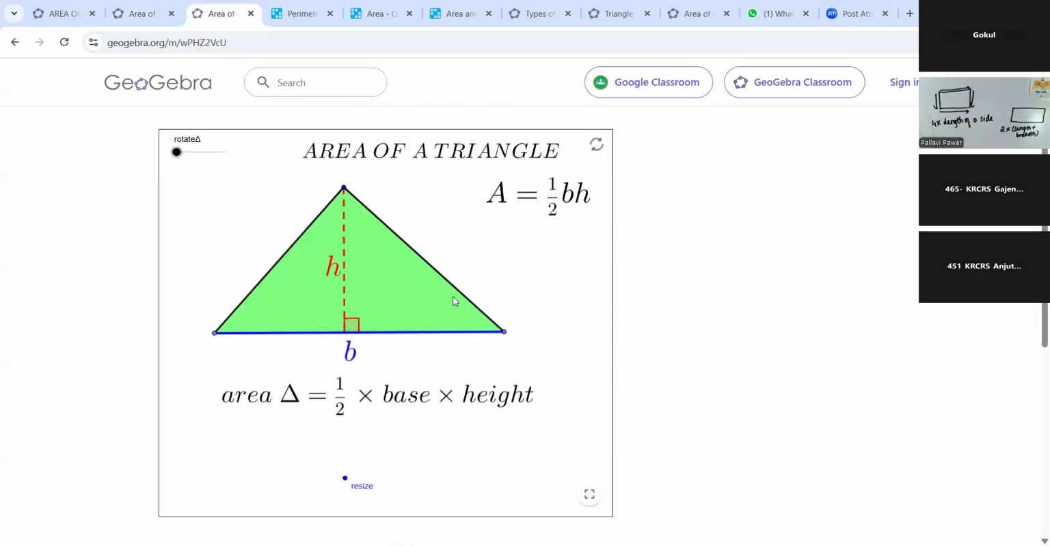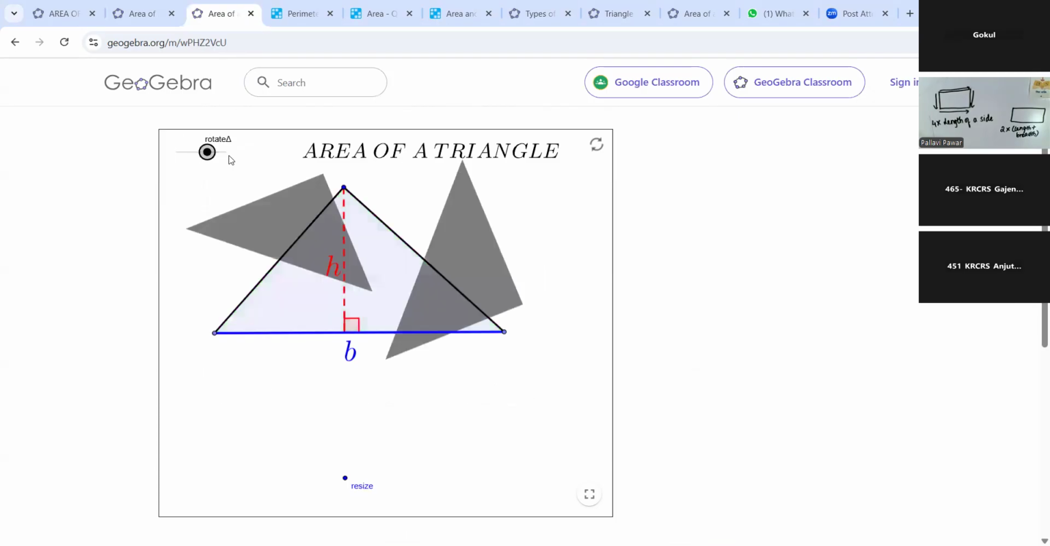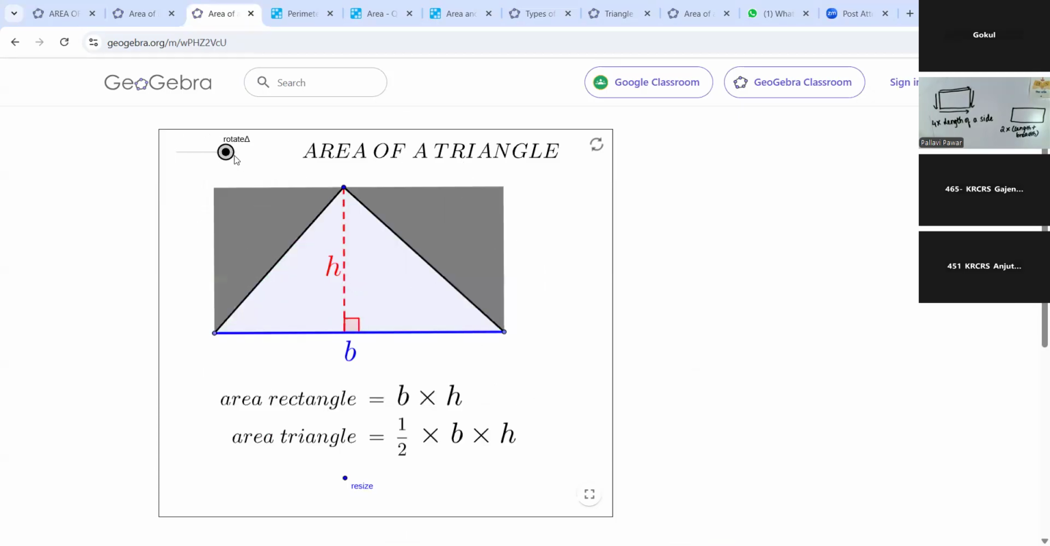So in the area of a triangle, what happens? It is half into base into height. How do this base and height come into the picture, and why do we take half here? We take it because a triangle is a part of a rectangle. A triangle is always half of the rectangle.